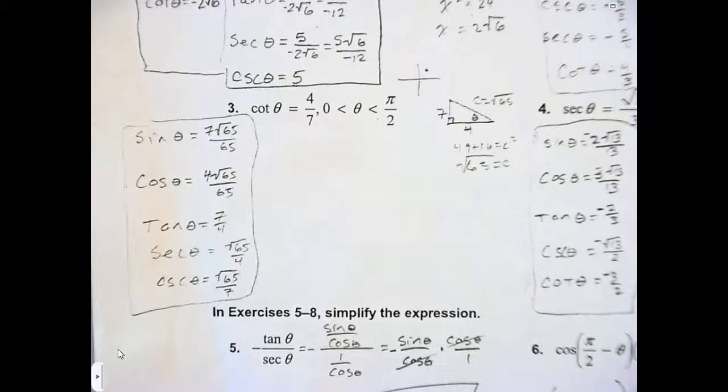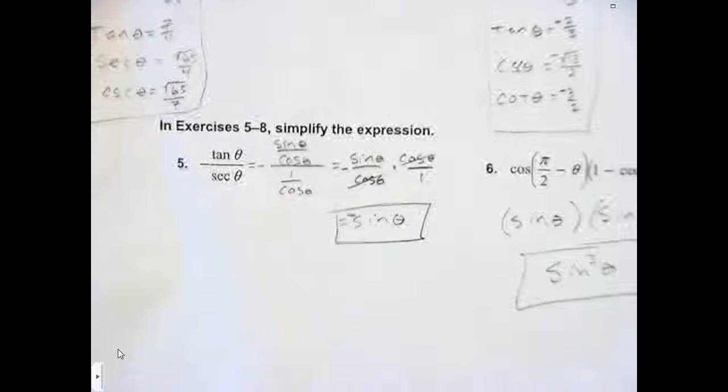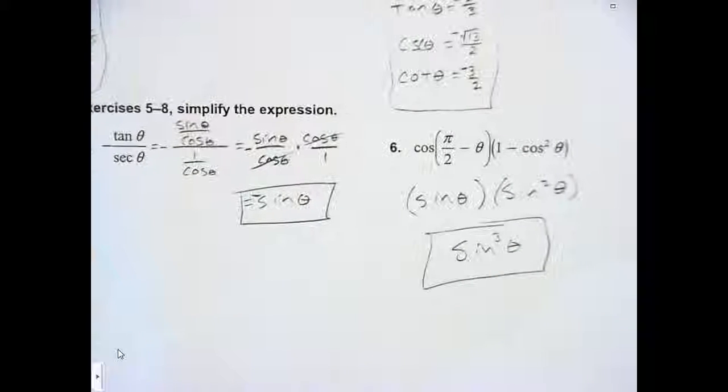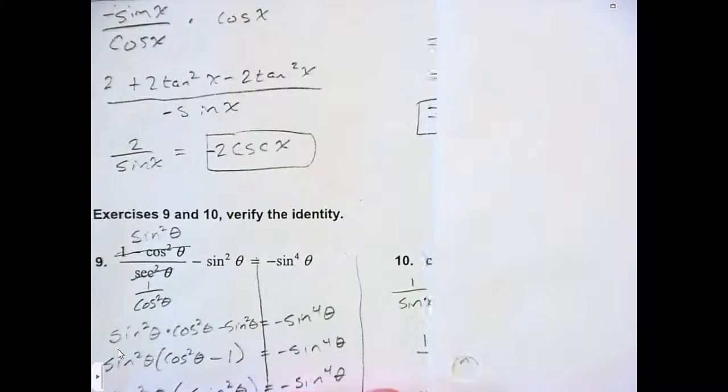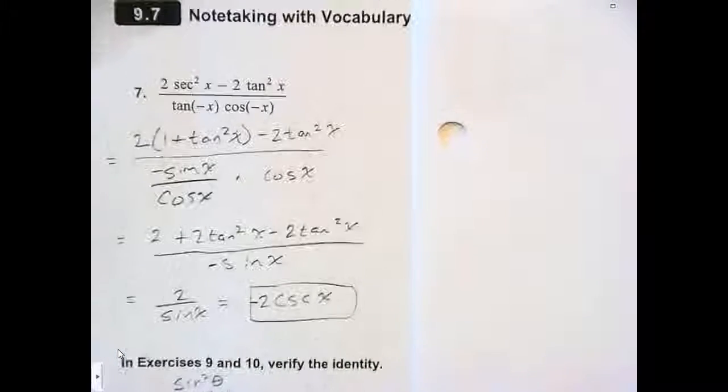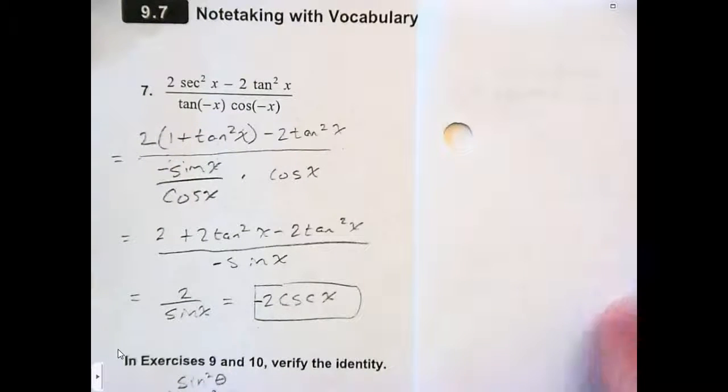Okay, really very similar to what we were doing on the warm-up today. All right, number 5, I believe we did as a class: negative sine theta. Number 6, we also, I believe, did as a class: sine cubed theta. Number 7, we did as a class, didn't we? Yeah. Okay, number 7 was negative 2 cosecant of x.